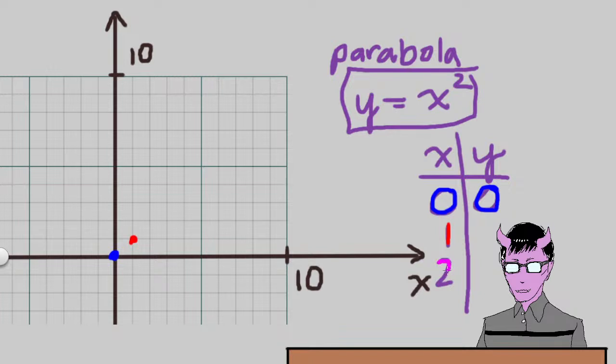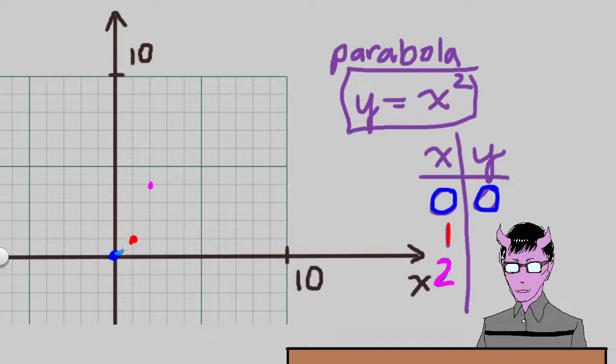Then for the third point, if the x value is 2, then the y value is 4. Ignore this x, so it's up to 1, 2, 3. Again, if the x value input is 2, then the resulting y value is going to be 2 squared, which is 4. So 1, 2, 3, and then 4. So that's it. Not the worst thing.